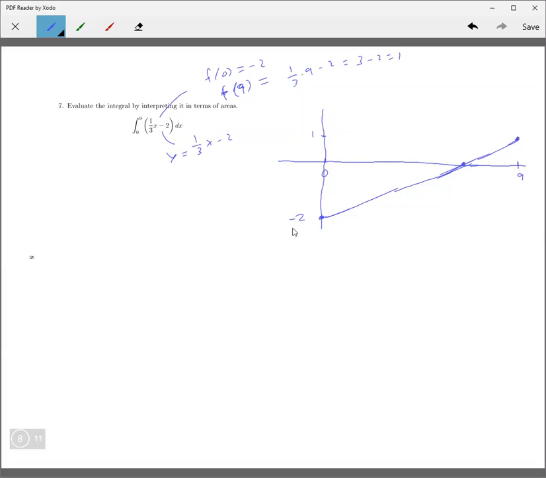And let's figure out where it passes the x-axis. So to find this point here, we take 1/3 x minus 2 and set that equal to 0. So 1/3 x equals 2. X is 6. Okay, so that's going to be 6.